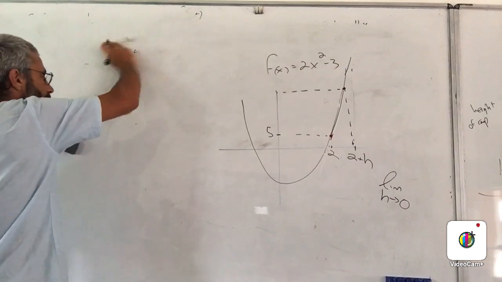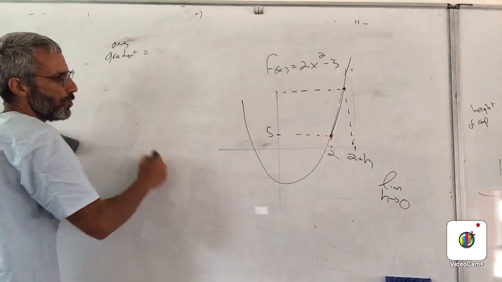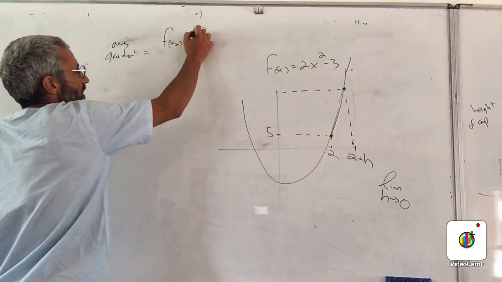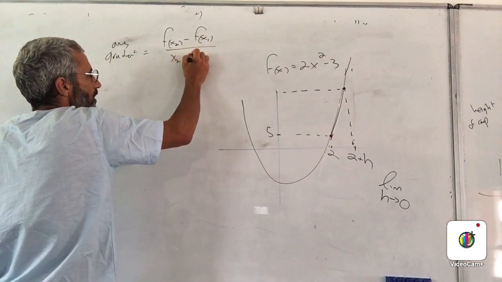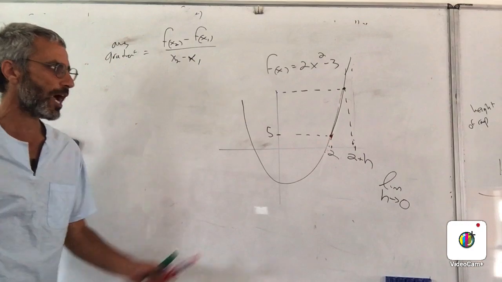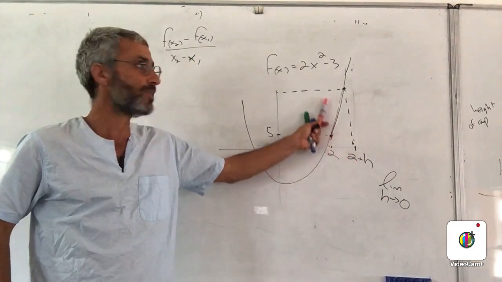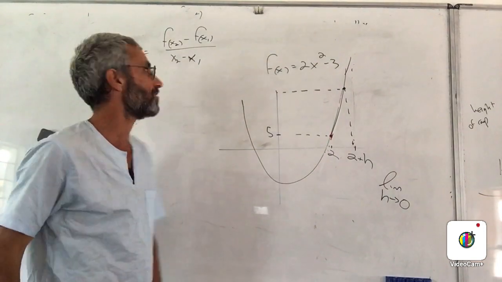Okay, before we start the exam, let's call it average gradient. First average gradient, all I have to do is use f of x2 minus f of x1 divided by x2 minus x1. That's the general formula. But now I know what x1 and x2 are, and if I sub these in, I'll be able to get f of x1 and f of x2.